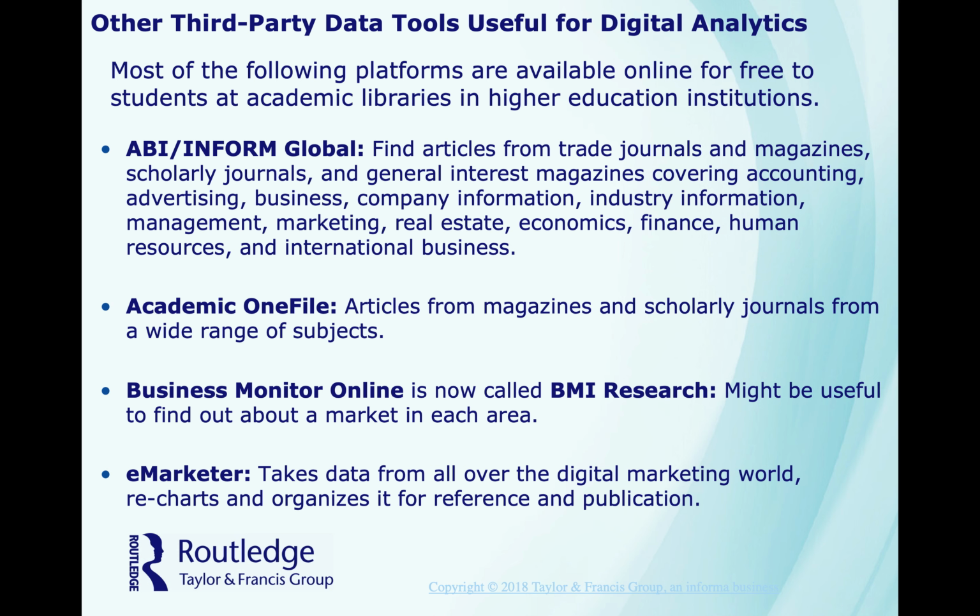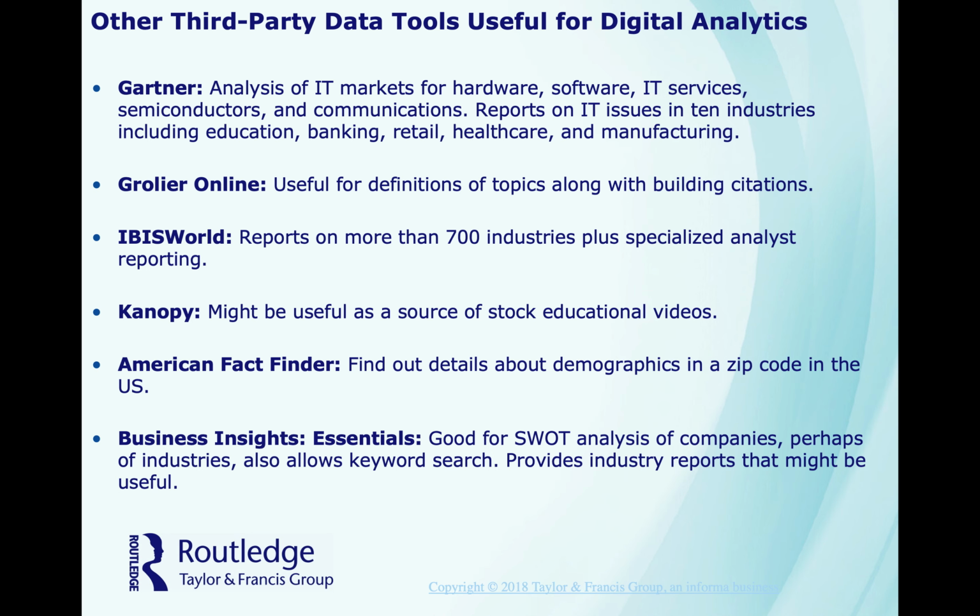Academic OneFile. This is articles from magazines and scholarly journals from a wide range of subjects. Business Monitor Online, which is now called BMI Research. I have used this actually a lot more than I thought. This might be useful to find out about a particular market in an area. eMarketer, another one I have used several times. It takes data from all over the digital marketing world and charts and organizes it for reference and publication.